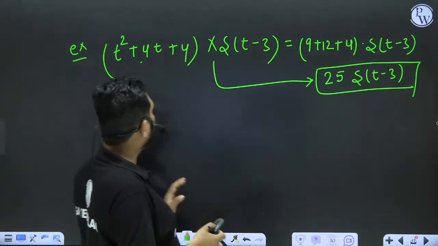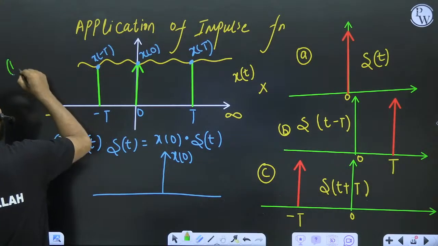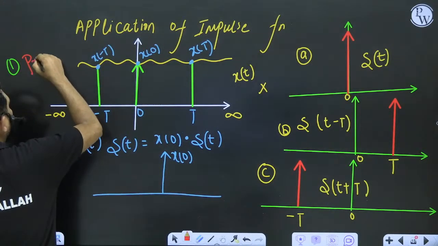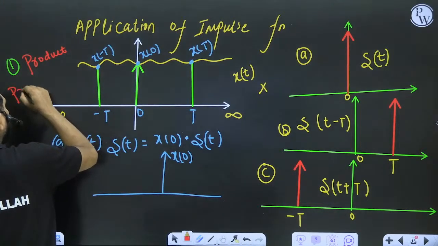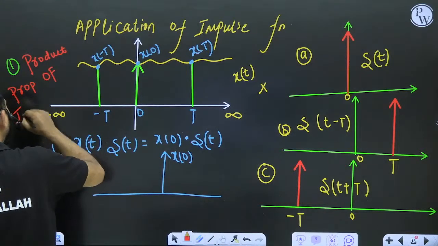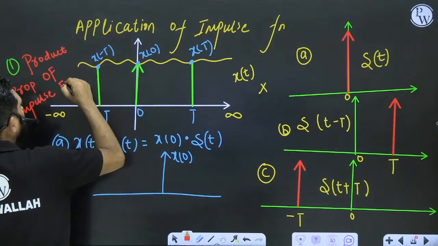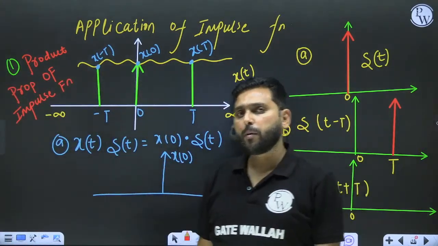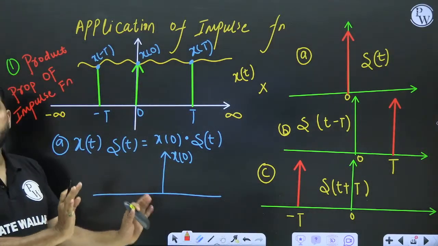This property we call the first property, which I am calling the product property of an impulse function. Okay, so this we call the product property of an impulse function. Is it clear? So this is the product property of an impulse function.